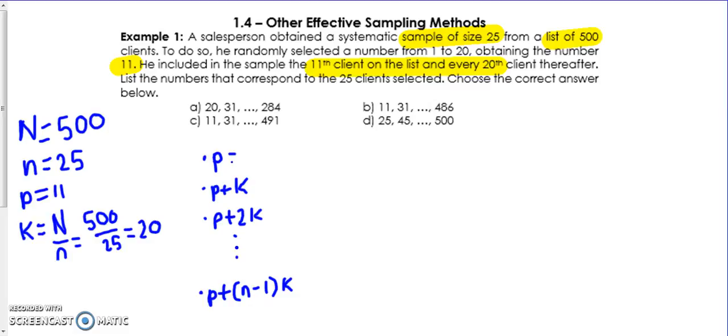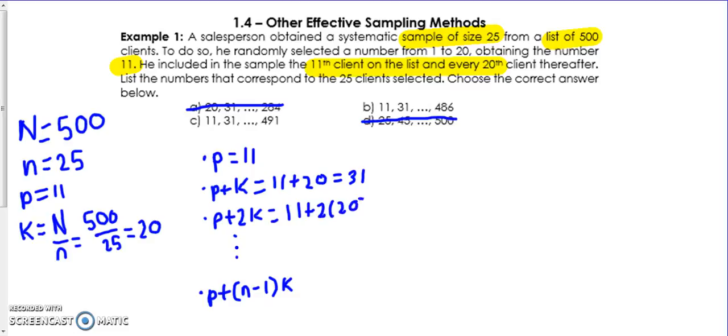So P is 11. So that's our first individual, so we can eliminate from our choices A and D just by knowing that. Our next one, we're going to take P and add K to it. So K is 20. So we obtain 31. So B and C are both valid answers. Doesn't ask for the third individual, but let's find that. So we're going to do 11 plus 2 times 20. So it's going to be 11 plus 40 here. So we get 51.